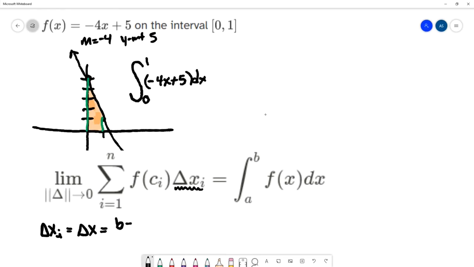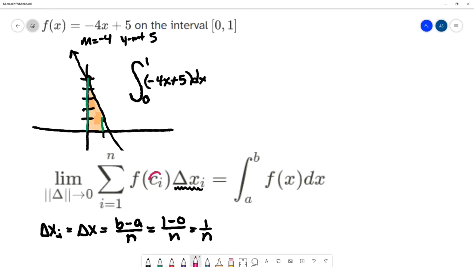If we use a constant width, we're going to take our upper bound minus our lower bound and divide it into equal intervals. So for us, we have b minus a, our upper bound of 1 minus our lower bound of 0, over n. So we get that our delta x is 1 over n.